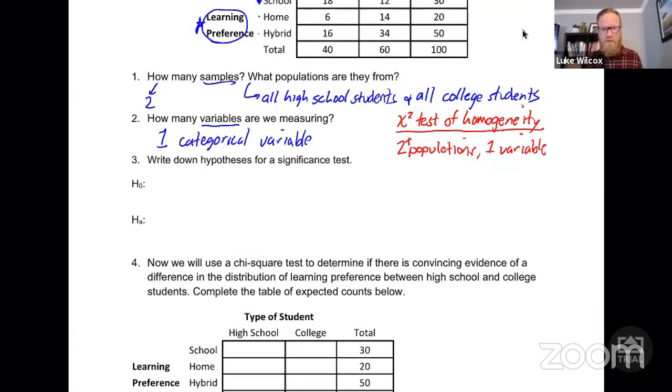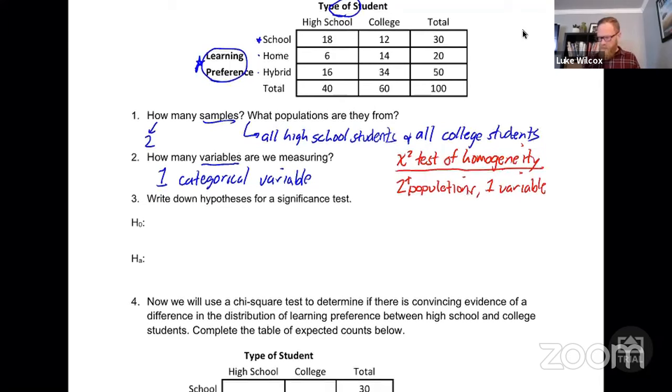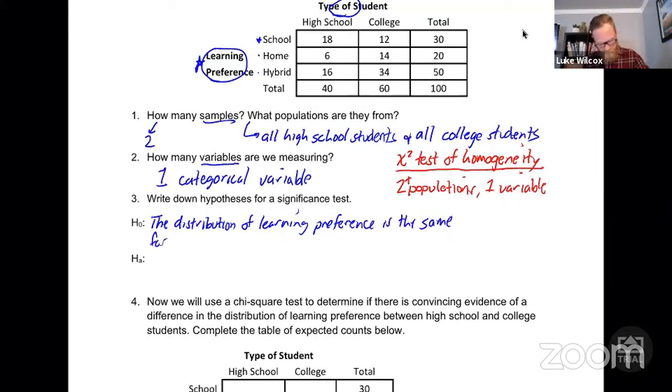Okay, now we are ready to write some hypotheses for this, all right? And remember, the null hypothesis generally says something like there is no difference. And in this case, we want to say that the high school students are the same as the college students in terms of their learning preferences. So the null hypothesis is going to say that the distribution of learning preference is the same for high school and college students.